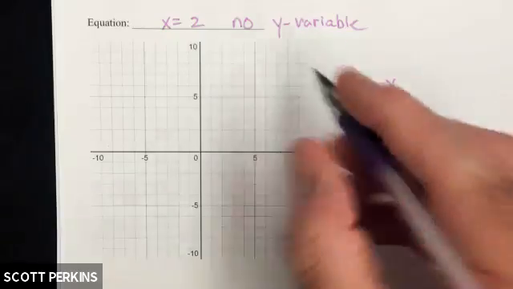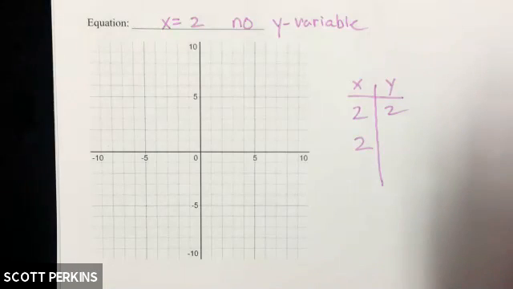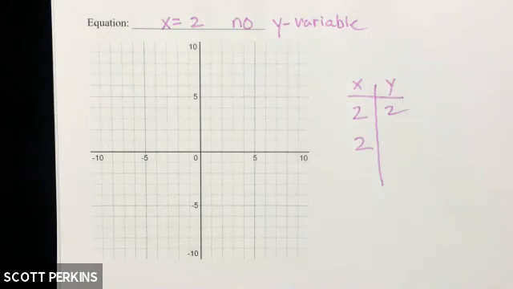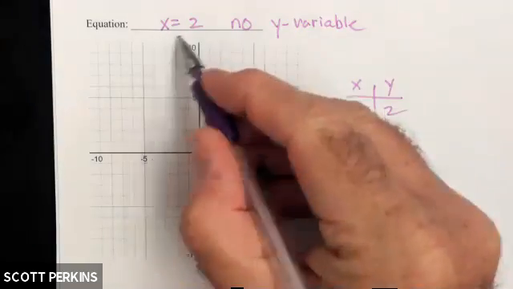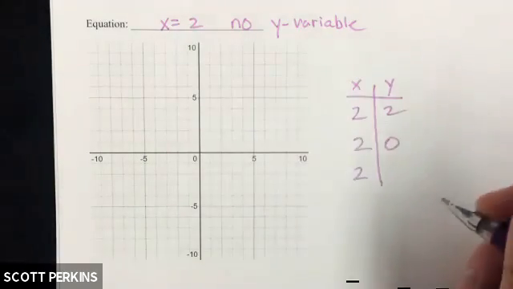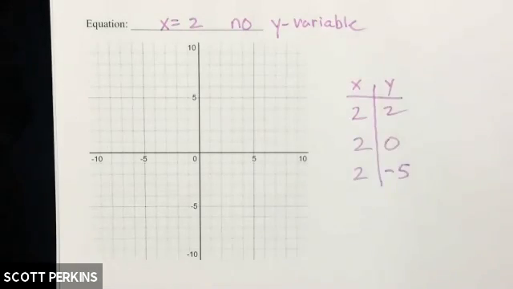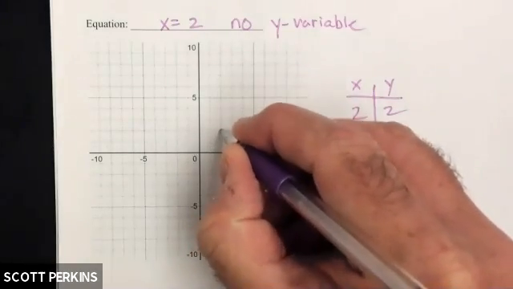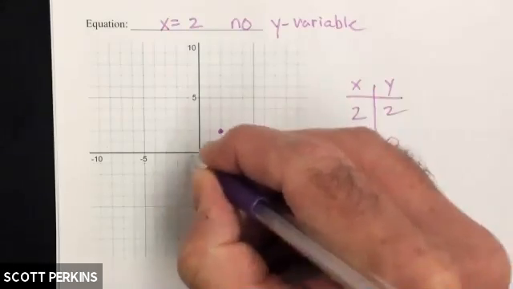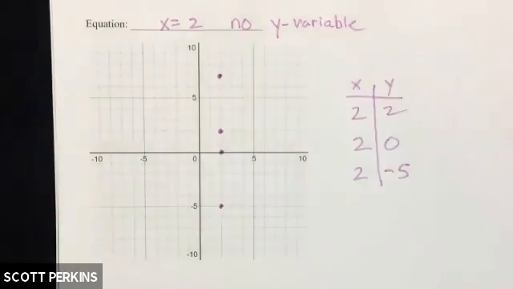The next entry, the equation says the x value is 2. What's the y value? What'd you say? 0. Sure. This is a you choose. The next one, the x value is 2. What's the y value going to be? -5? Sure. It could be anything. It doesn't matter. Anything that you want. So here we go. I'm going to graph these: 2, 2; 2, 0; 2, -5. I was thinking 2, 7. I had 7 on my brain for some reason.